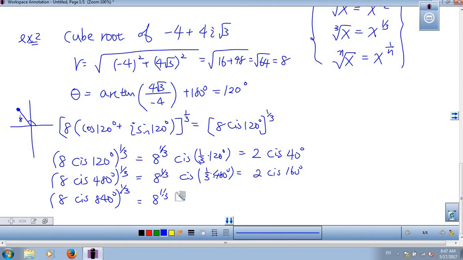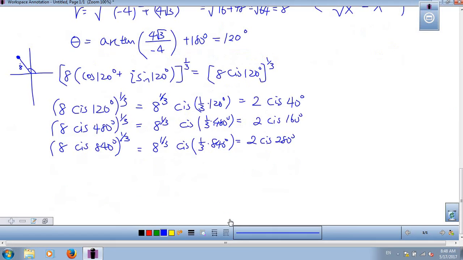And the third is 8 to the 1/3 power CIS 1/3 times 840. Not 280, I'm sorry, 840. So it's going to be 2 CIS 280, after you divide. So those are the 3 distinct roots for the cube root of -4 plus 4i square root of 3. This is a very important part that we need to understand.